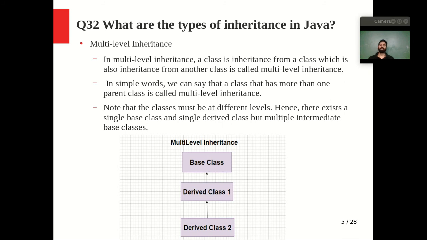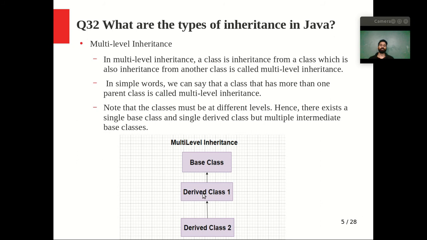So multi-level, as the name suggests, there will be multiple levels, right? So there will be more levels. In multi-level inheritance, a class is inherited from a class which is also inherited from another class. Means in the example you can see that there is a base class.